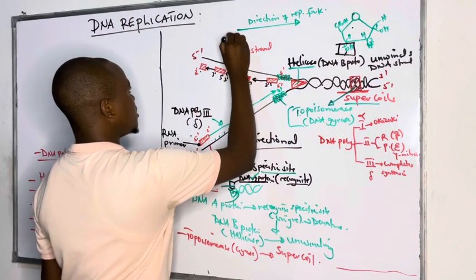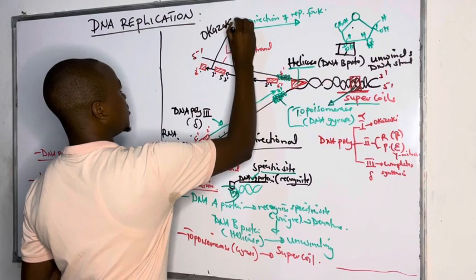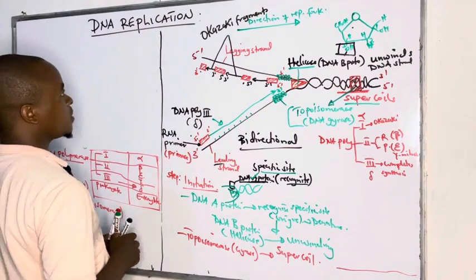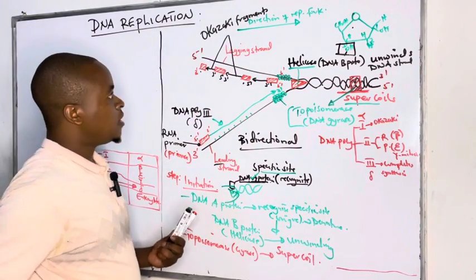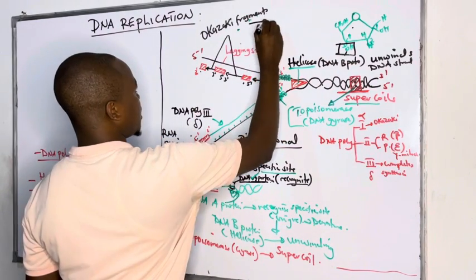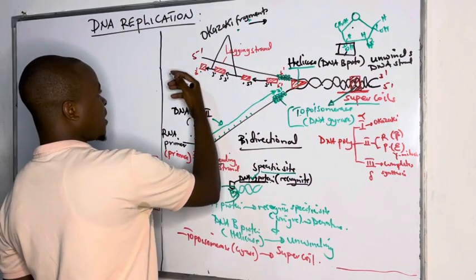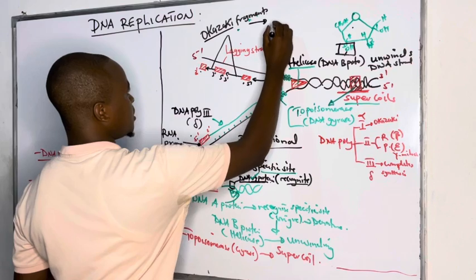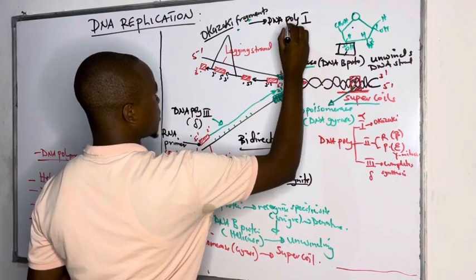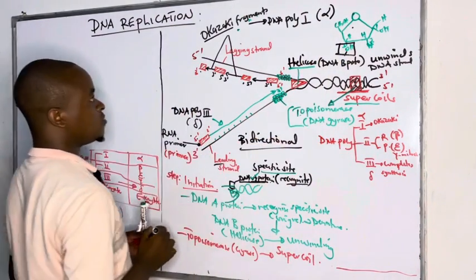And these fragments created at the lagging strand is what we call Okazaki fragments. And these Okazaki fragments are the ones which are created by DNA polymerase type 1. So the elongation step at the lagging strand between multiple RNA primers to form Okazaki fragments is done by DNA polymerase type 1. And that is in prokaryotes. In eukaryotes, it is alpha, which does that work.